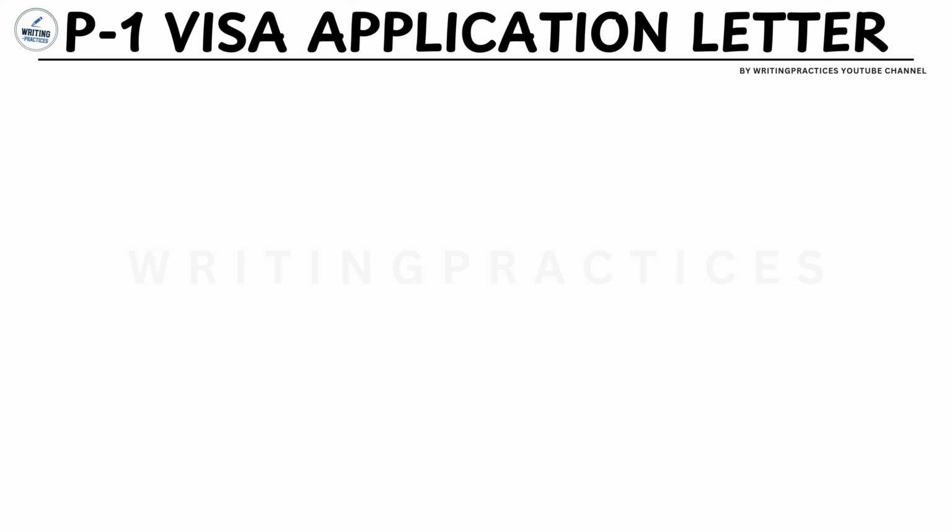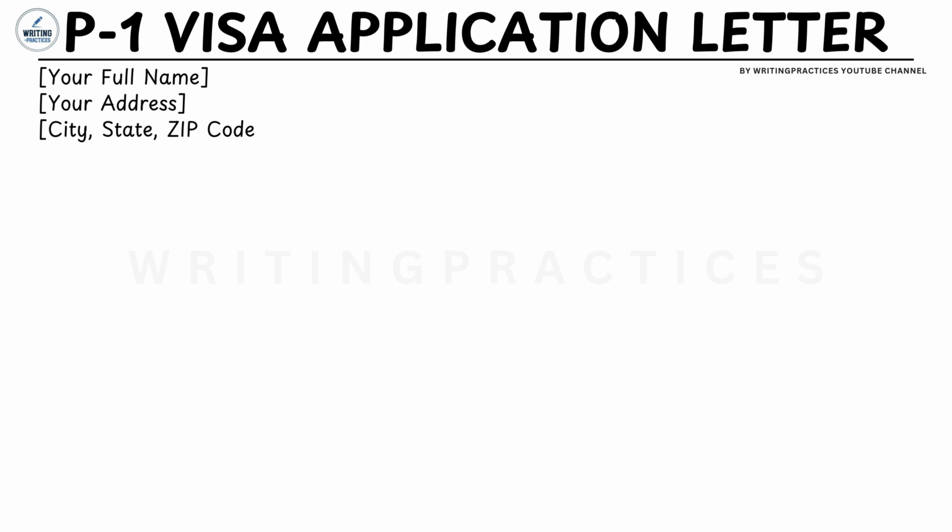Today we're going to break down how to write a P-1 visa application letter. If you are a professional athlete, entertainer, or part of a recognized team or group and need to travel to the US for a competition, performance, or event, applying for a P-1 visa is a crucial step. A strong, well-written application letter can make a significant difference in getting approval from US Citizenship and Immigration Services, or USCIS. In this tutorial, I'll guide you through the exact structure of this letter, explaining each section in detail.